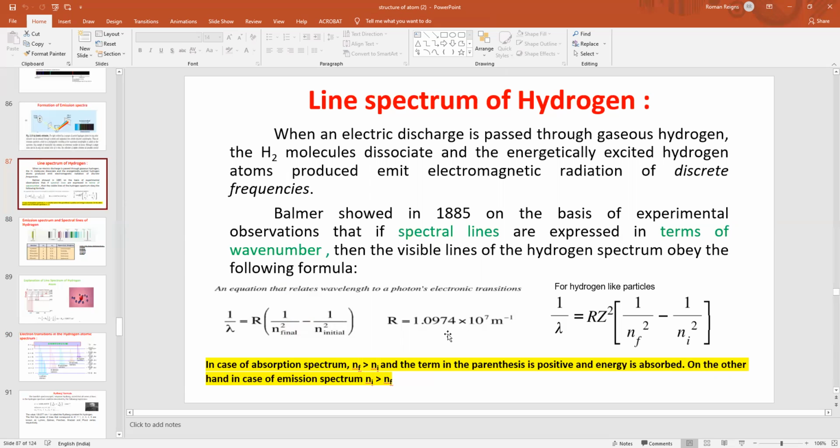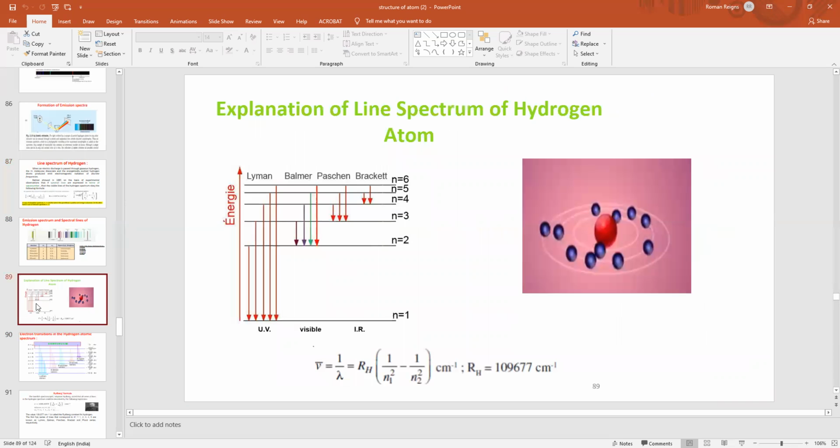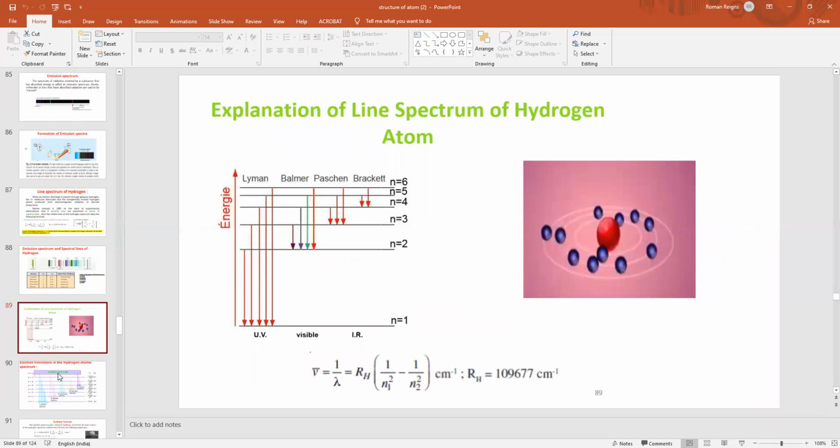Its value is 1.0974 into 10 to the power 7 per meter. And you can also calculate the value of the wave number by this, where it is RH into (1 by n1 square minus 1 by n2 square), in centimeter inverse. If you are taking RH in centimeters, it will become 1,09,677 per centimeter. Okay, this is the Rydberg constant value in centimeter inverse.